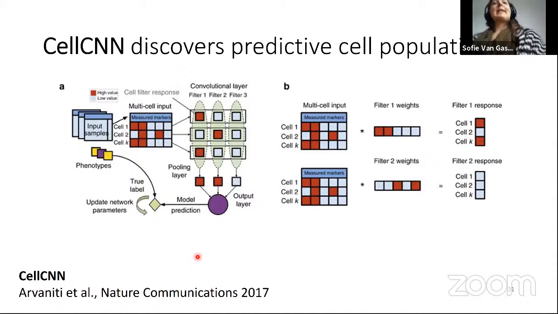CellCNN takes a slightly different approach, because in the approaches I've talked about so far, you would first do the clustering and then apply some statistics on that. CellCNN tries to incorporate all of this into one method. So here you have your individual samples with all the individual cells, and then here the grouping is happening, so all the different patterns of markers that could be there are detected. And then you have your output layer with the final model prediction, so detecting the differences between different groups of samples, for example, different disease subtypes or whatnot.